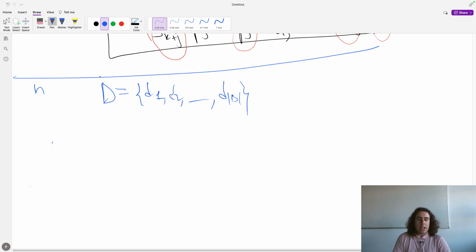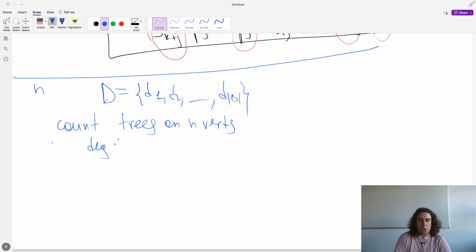And we want to count trees on n vertices such that degrees of all nodes are taken from the set D. So for all nodes of the tree, their degrees have to be from the set big D. Obviously, number 1 should be in this set, right? Because every tree has a leaf. But other than that, it seems kind of complicated.